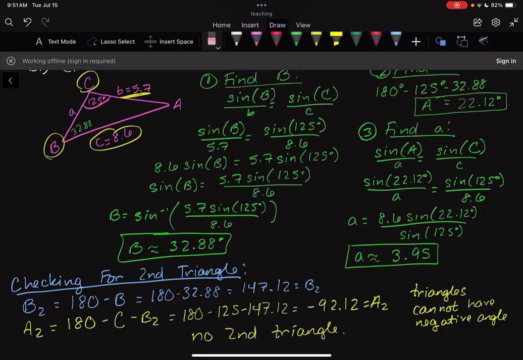And so then for my A2, since A was my next angle I found, I just subtracted the two angles I had from 180, since all triangles add up to 180. But I found that there actually can't be an A2 because I get a negative value.